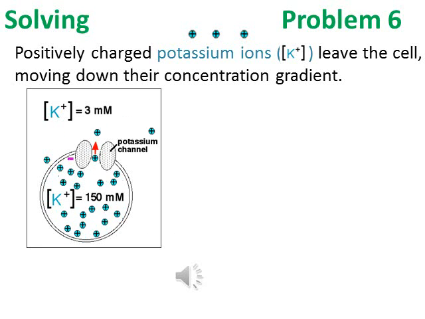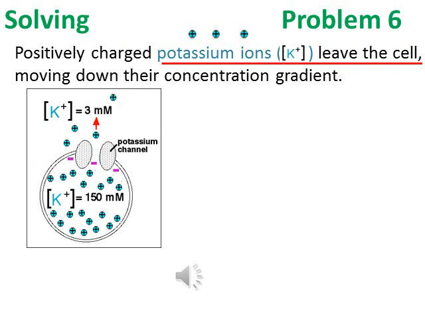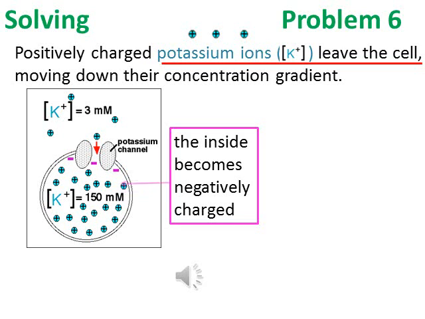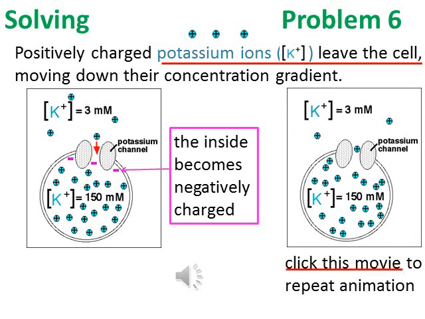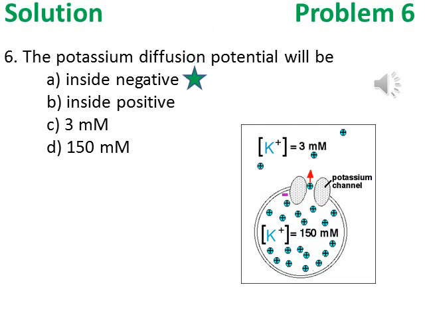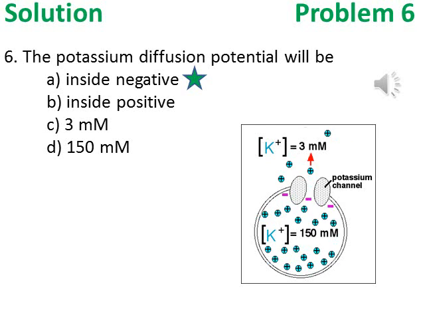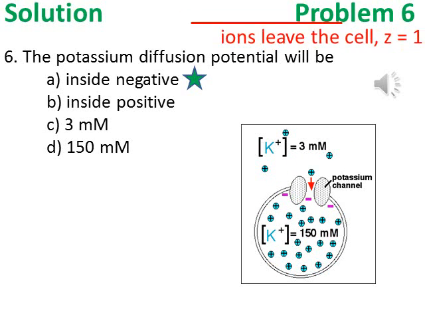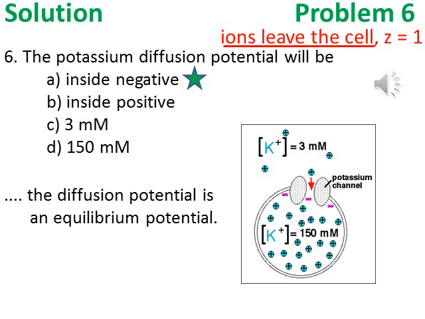Positively charged potassium ions will leave the cell, moving down their concentration gradient. This will leave an excess of negative charge inside the cell. The solution to problem 6 is choice A. The potassium diffusion potential will be inside negative. The positively charged potassium ions will leave the cell, leaving behind excess negative charge inside.